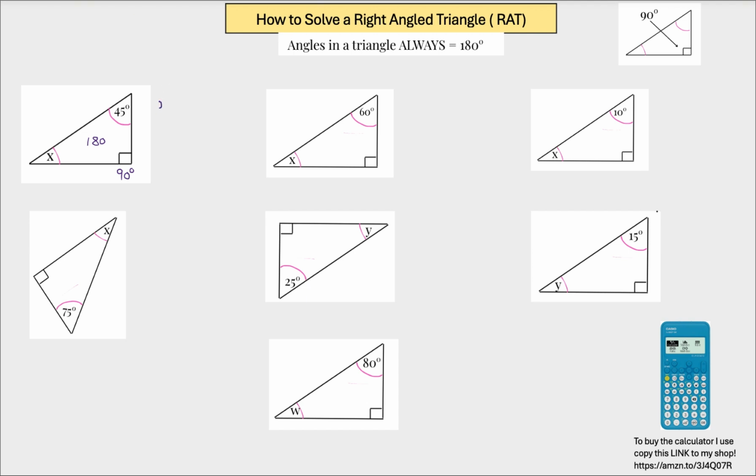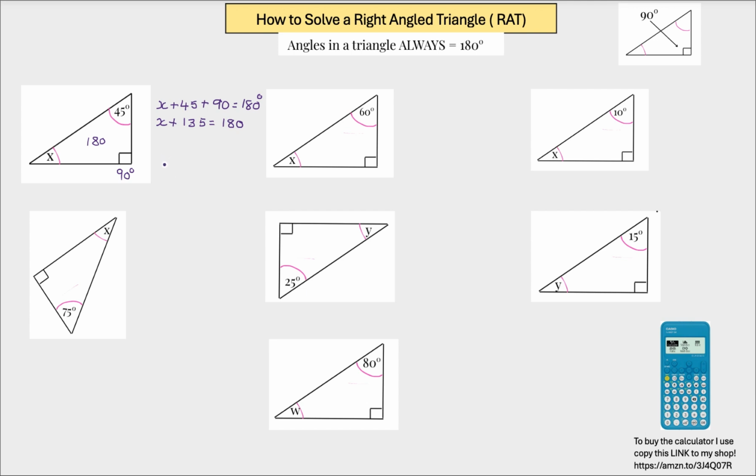Now, we're going to put x first. We don't know what that is. And we're going to add 45 degrees. And we're going to add our 90. And we know it all equals 180. Is everybody clear? X is our unknown. So let's simplify it. X plus 90 plus 45 is 135, equals 180 because that hasn't changed.